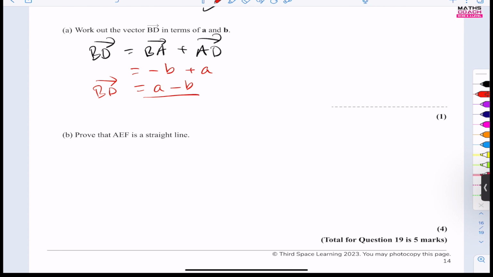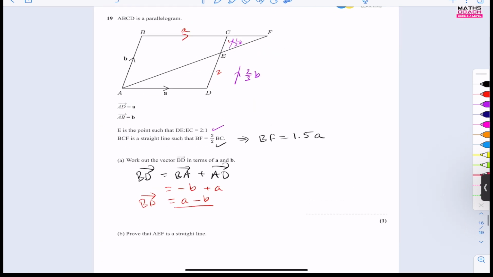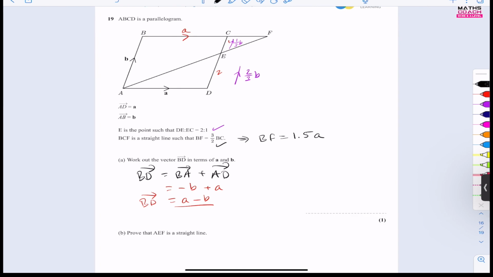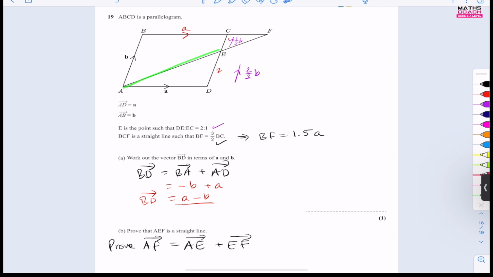Part B of this question says prove that AEF is a straight line. Okay, so AEF, how do I prove that this is a straight line? What I can do here, I'm just going to zoom out and I'm going to need a lot of room for this. I need to prove that A to F is equal to A to E plus E to F. So you see, they're going to have the same points, so they're going to lie on the same straight line. Okay, I need a common point. So I'm going to prove that AE plus EF is equal to all of AF.